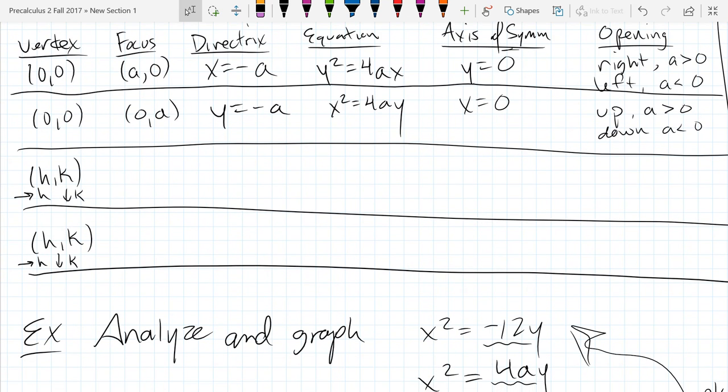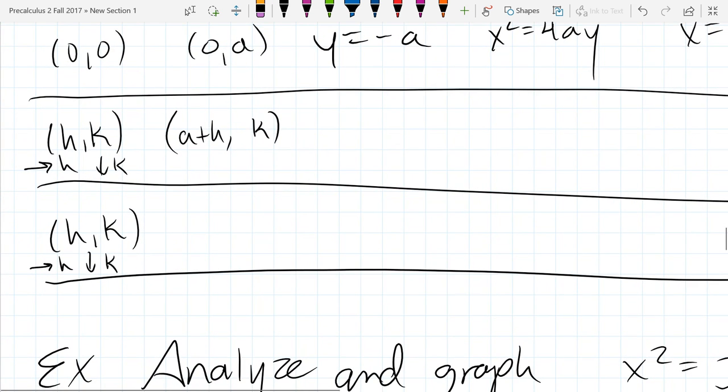So if I shift to the right h and down k, our new focus is going to be a plus h. So I'm going to take our x-coordinate and move it to the right h. I'm going to take the y-coordinate and move it down k. So it's 0 minus k, which gives us minus k. What am I doing? I'm going to shift up k, not down k. Wow.